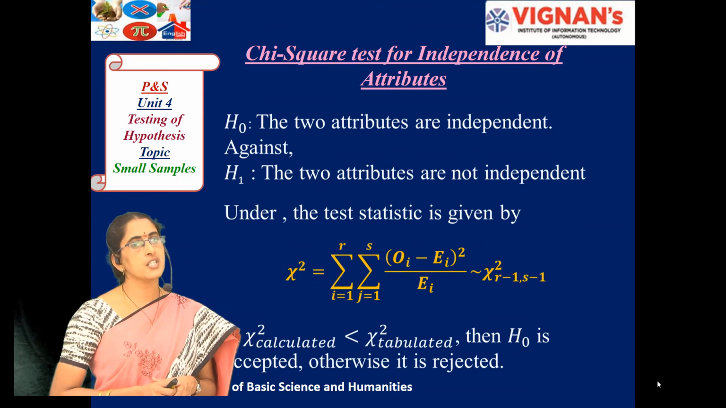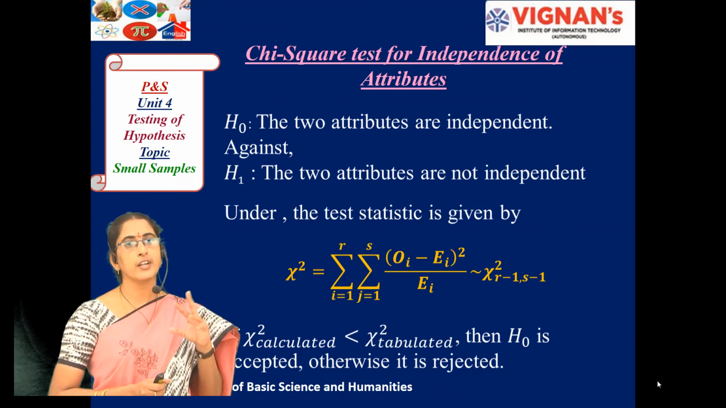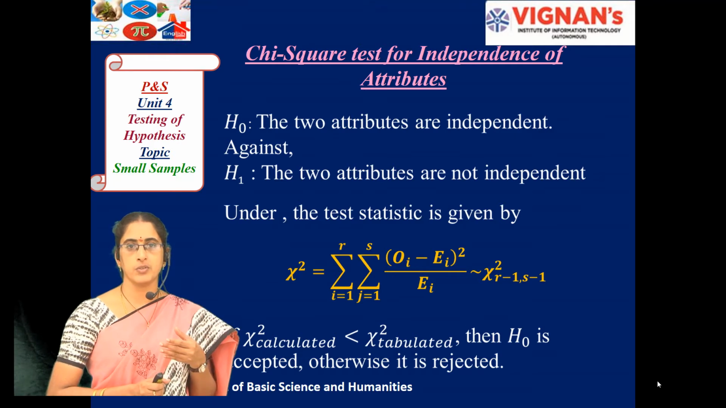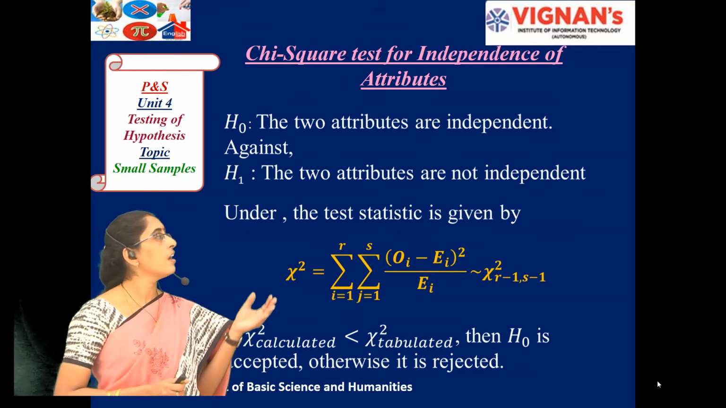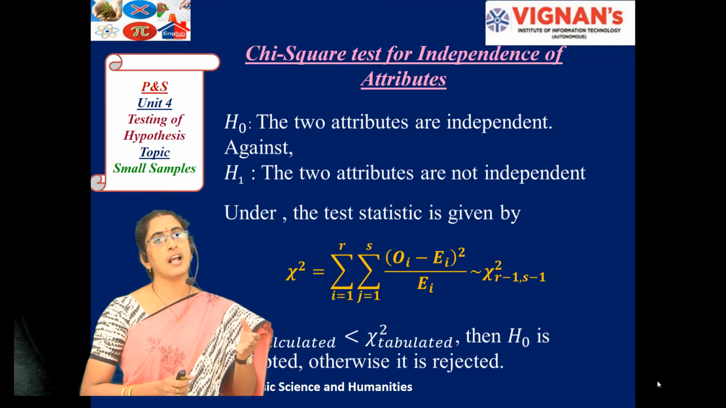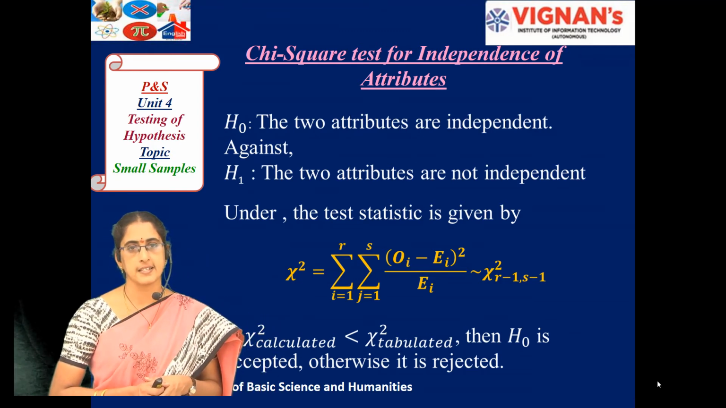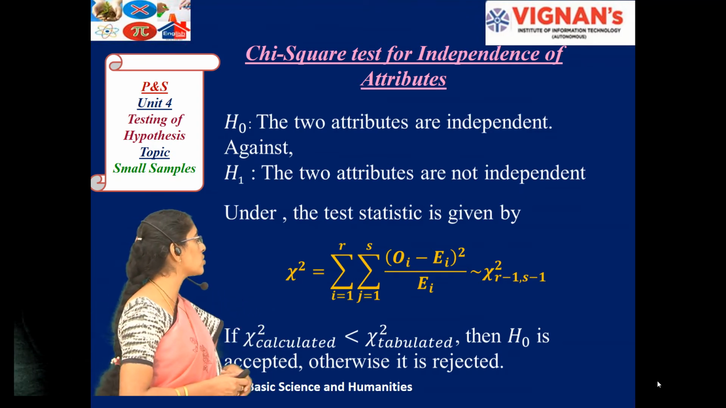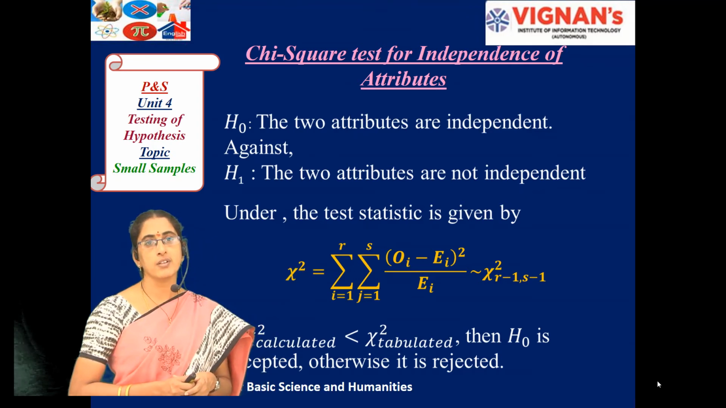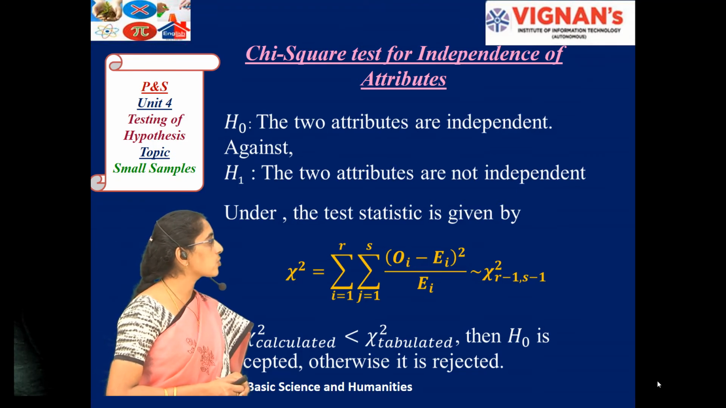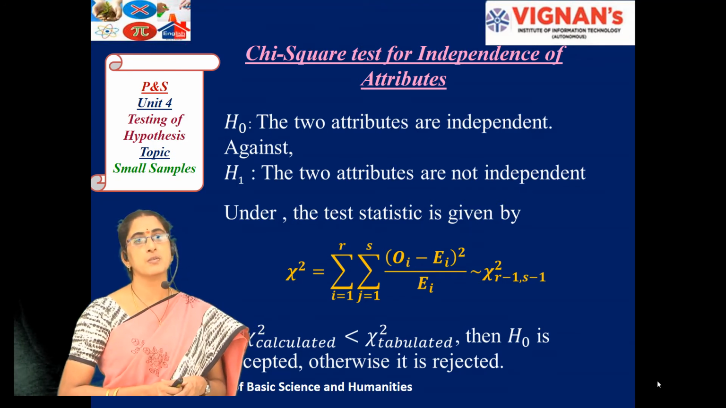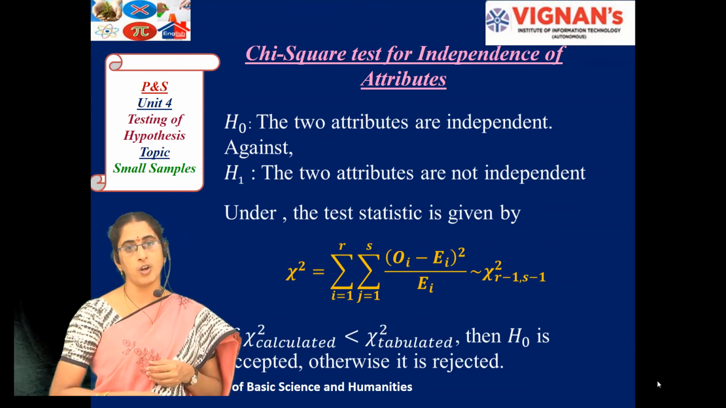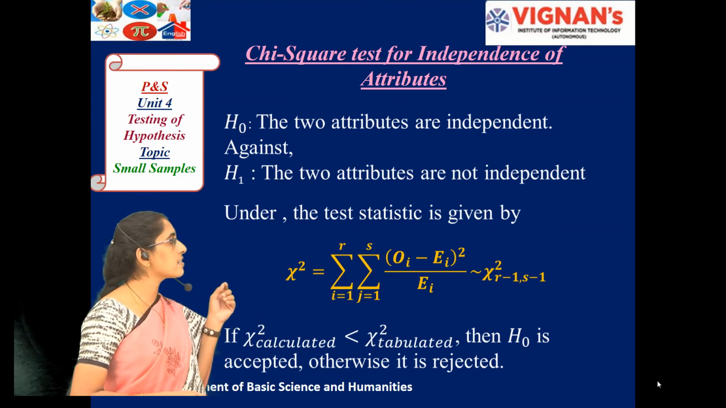This test is carried out based on two attributes A and B, where A is classified into two or three classes, like R classes, and B is also classified into two classes, three classes, or S number of classes. Then the chi-square test statistic is given by the formula double summation (Oij minus Eij) whole square by Eij, which follows a chi-square distribution with (R minus 1) into (S minus 1) degrees of freedom, where R represents the number of rows and S represents the number of columns.